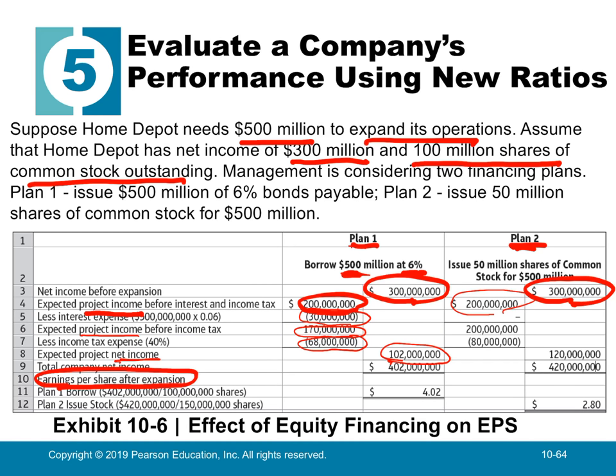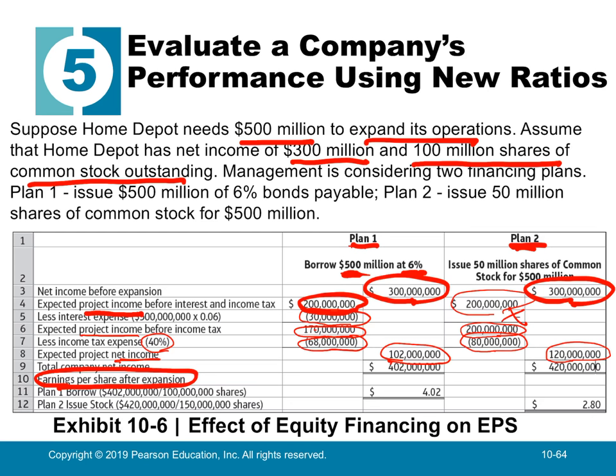$102,000. If we instead issue shares, there is no interest payment. Our income is $200,000. We have to pay $80,000 of taxes, right? Taxes are 40% of net income. So because we get to deduct interest payments, we have lower net income when we borrow money. And so our total company net income here is going to be $120 million.